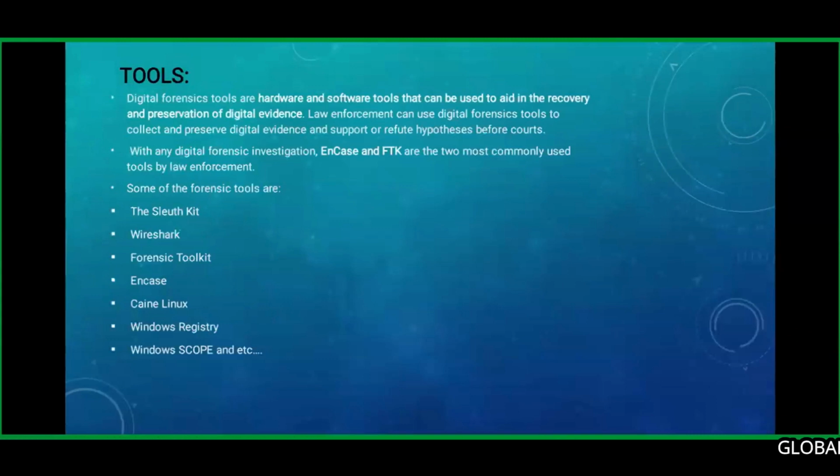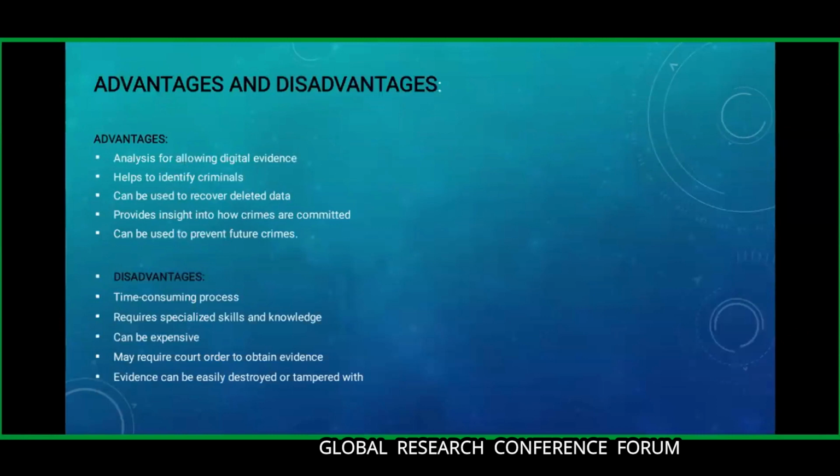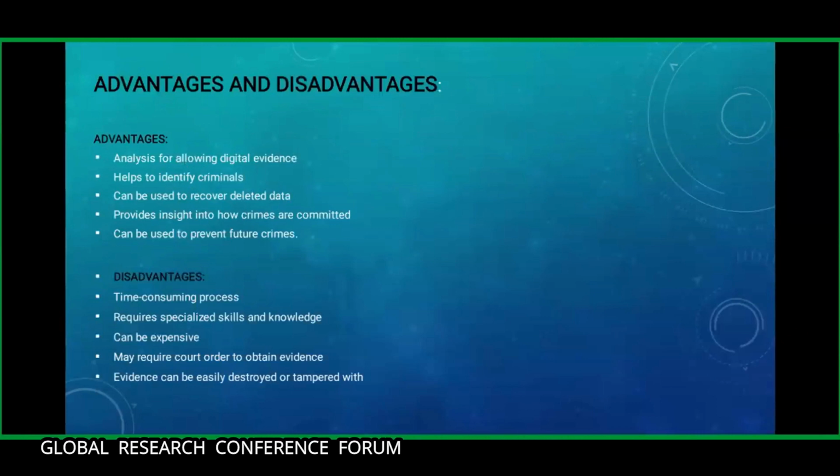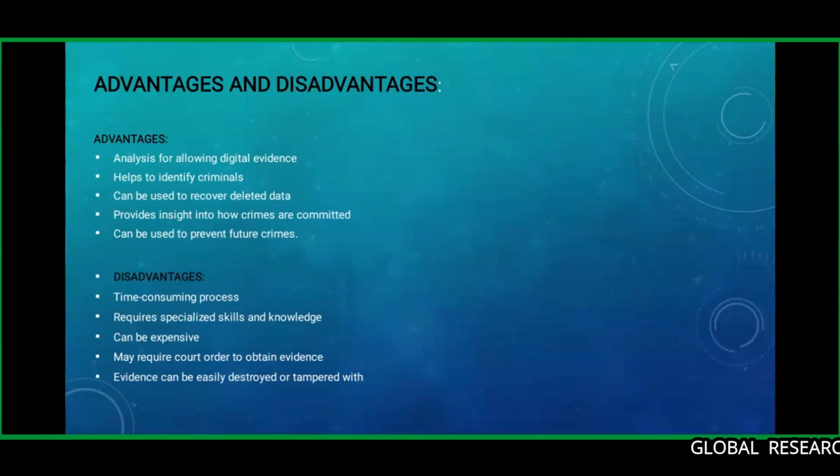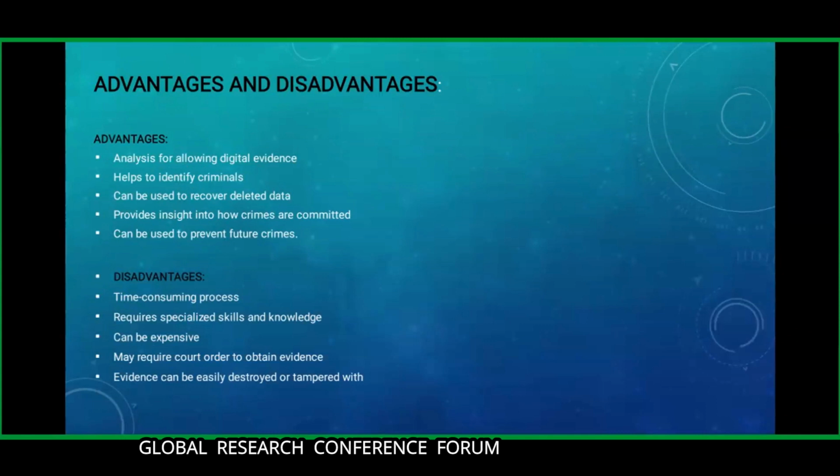So, advantages and disadvantages of digital forensics. The advantages are: analyzing digital evidence helps to identify criminals, it can be used to recover deleted data, it provides insight into how crimes are committed, and it can be used to prevent future crimes. The disadvantages are: it is a time-consuming process, requires specialized skills and knowledge, can be expensive, may require court orders to obtain evidence, and evidence can be easily destroyed or tampered with.